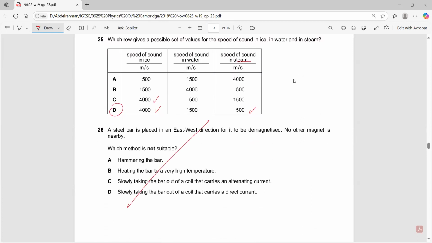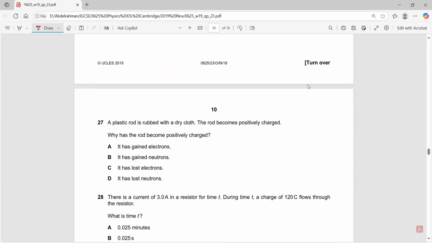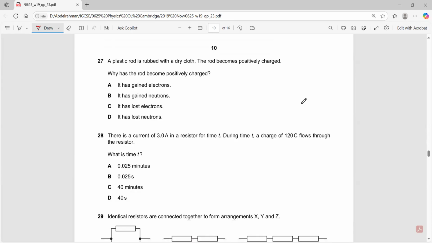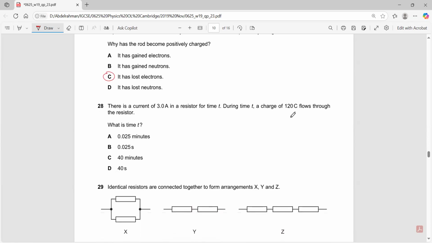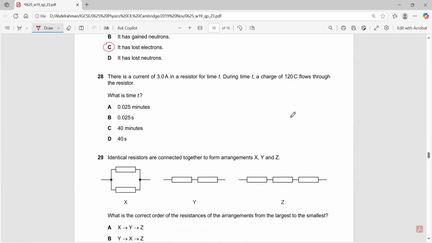Question 26 is cancelled. Demagnetization has been removed from the syllabus. A plastic rod is rubbed with a dry cloth. The rod becomes positively charged. Why does the rod become positively charged? Because of losing electrons.